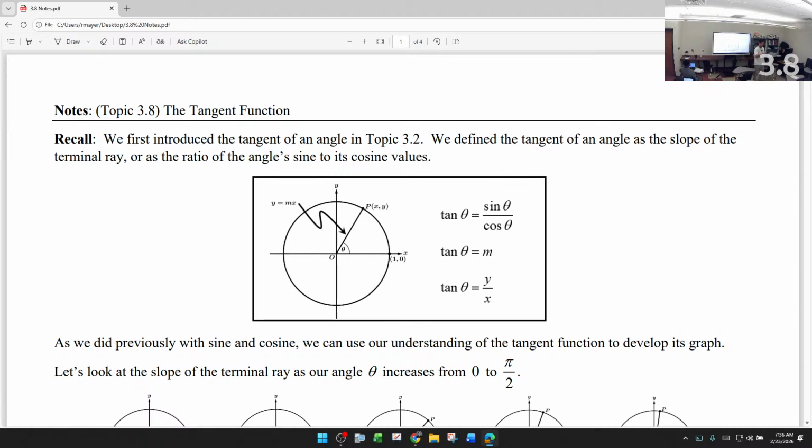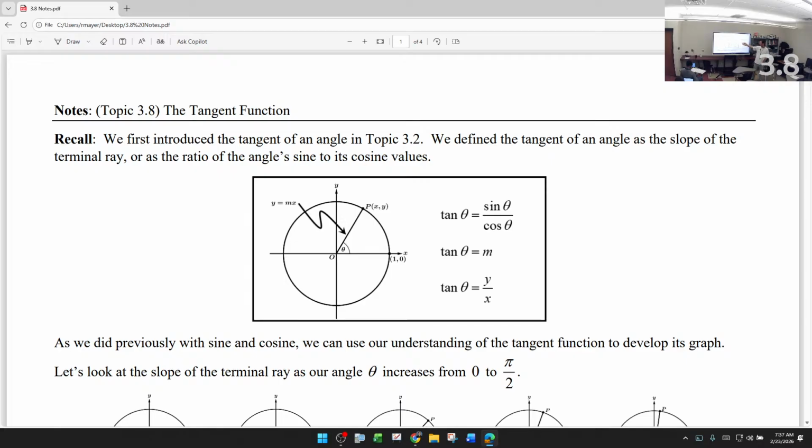Today it's all about tangent. We've done everything we need to do with sine and cosine. You need to know how sine and cosine work in order to work with tangent. Okay? So today we're going to talk about tangent. We first introduced tangent of an angle in 3.2. At some point we'll talk about cosecant, secant, and cotangent, but not today.